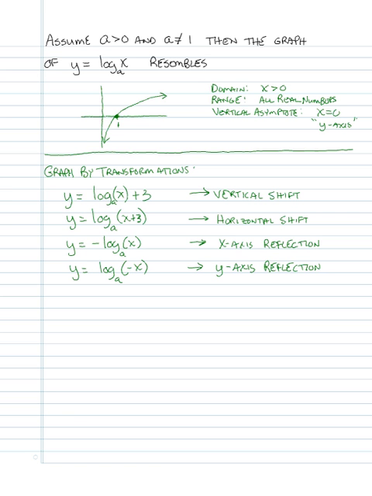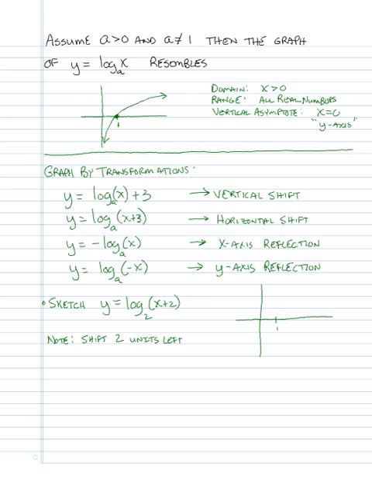So let's look at a couple of examples. Sketch the graph. y is equal to the logarithm of x plus 2 base 2. So we note this is a horizontal shift, but it's plus, so we shift 2 units left, don't we?